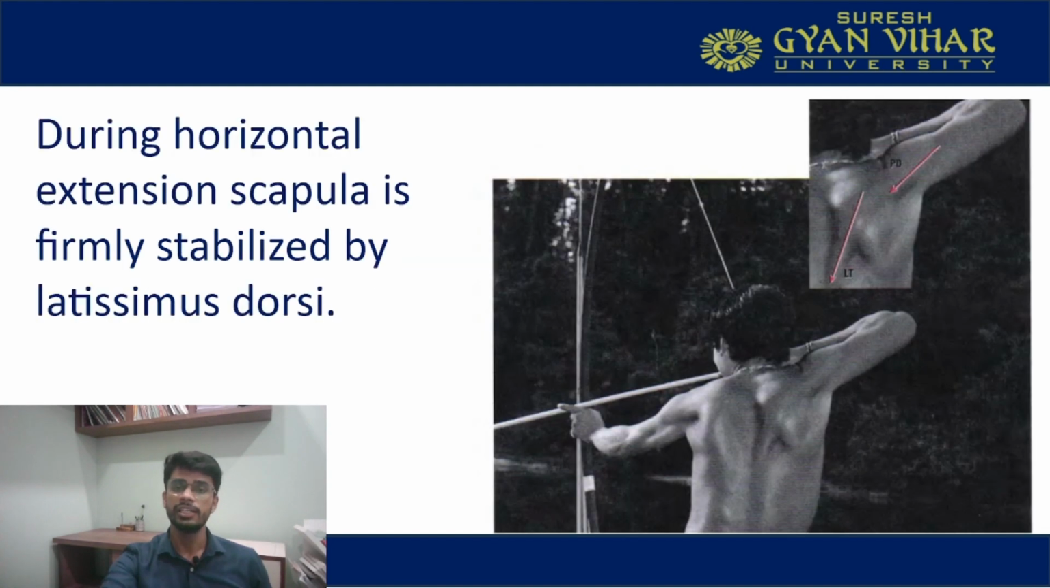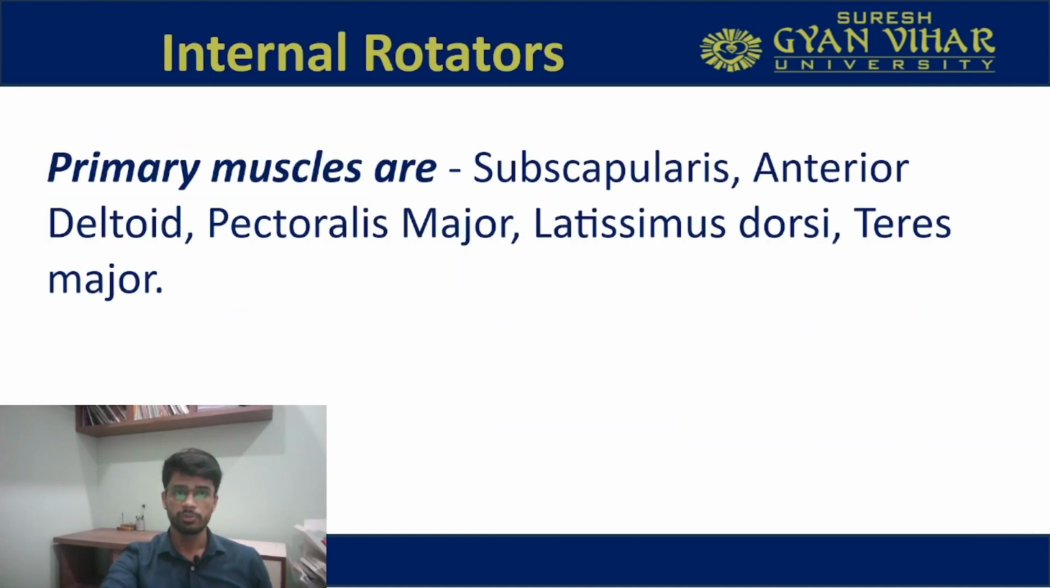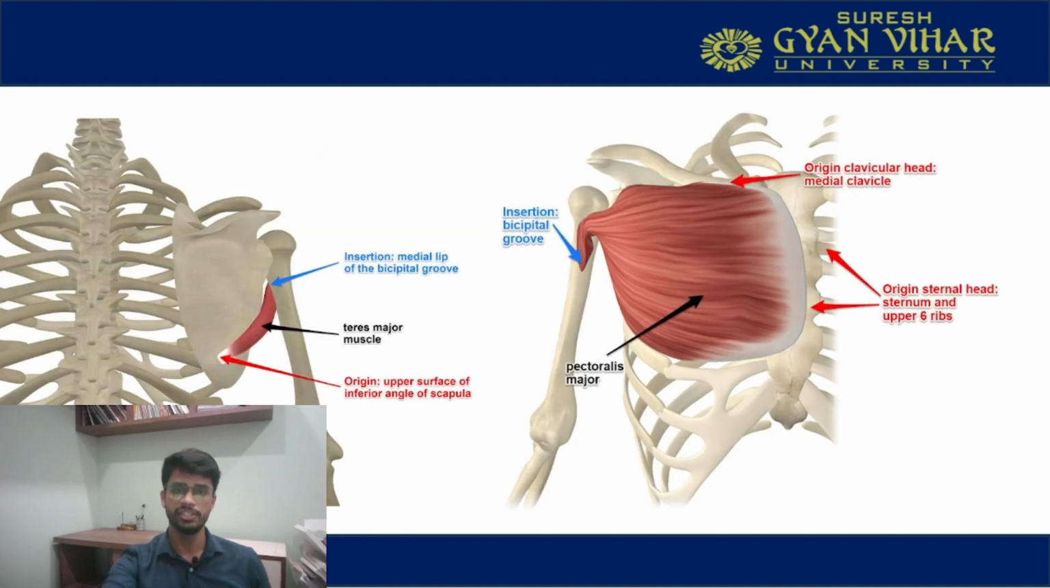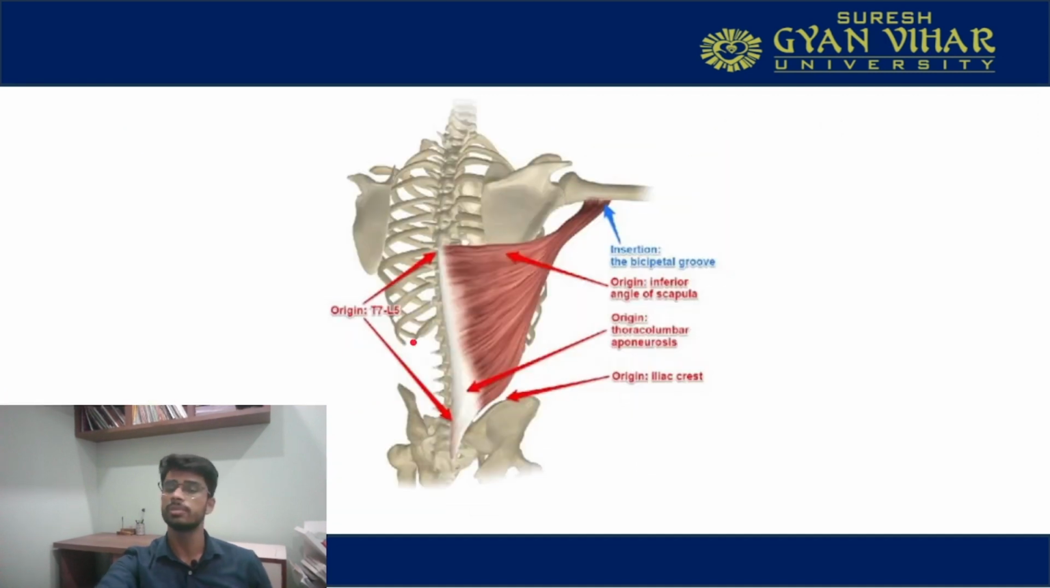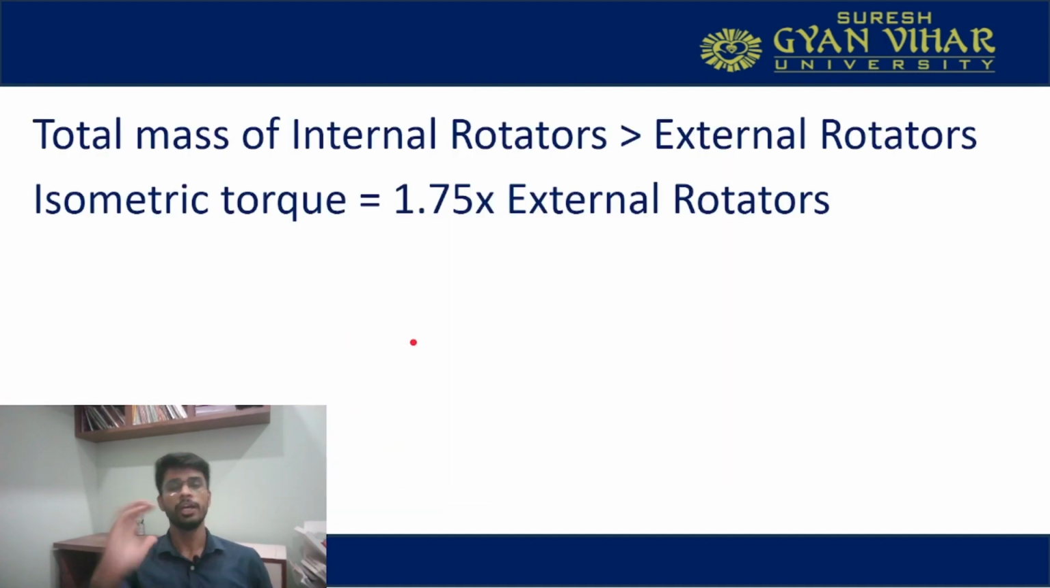Now the muscles that internally and externally rotate. The primary muscles that internally rotate are your subscapularis, anterior deltoid, pectoralis major, latissimus dorsi, and teres major. Over here we already saw the origin and insertion of pectoralis major and of teres major, and all the other muscles we have already studied. Now there is one important thing that you should know.